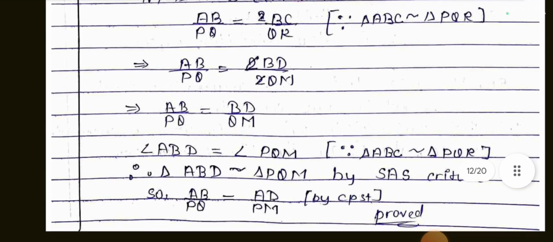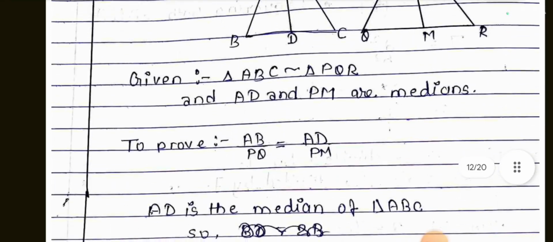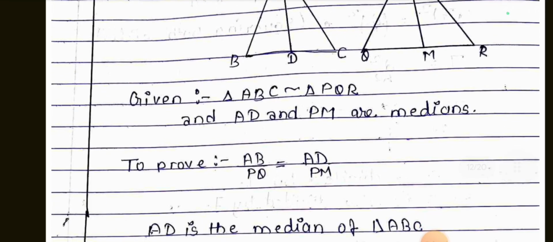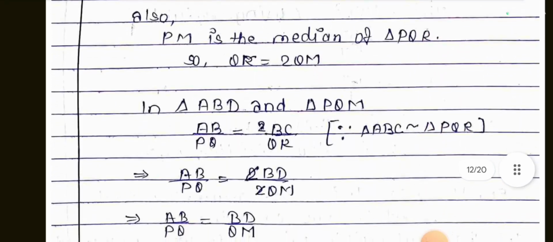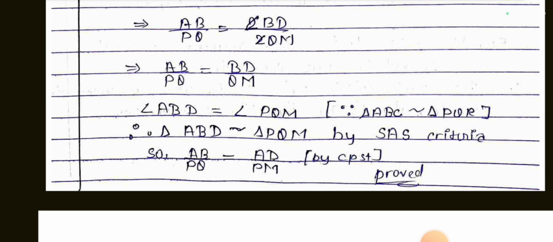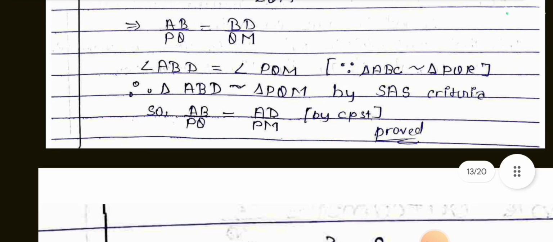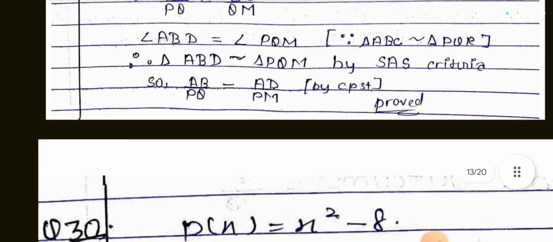One angle, angle ABD equals angle PQM. Why? Because both triangles are similar, so ABD and PQM are corresponding parts of similar triangles. Now if we take triangles ABD and PQM, they will be similar. Why? Because AB by PQ equals BD by QM, and one angle is already equal. So by the SAS rule we can say that both triangles are similar. Now we can write AB by PQ equals AD by PM, which was to be proved. In this way we can prove it.